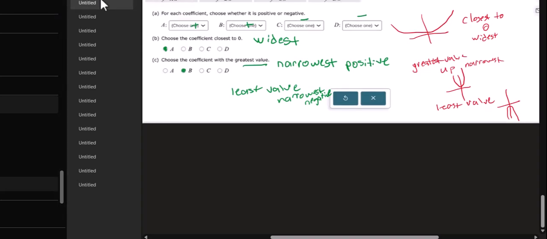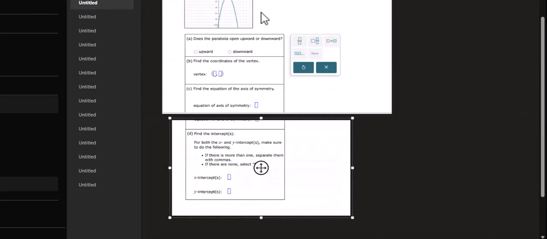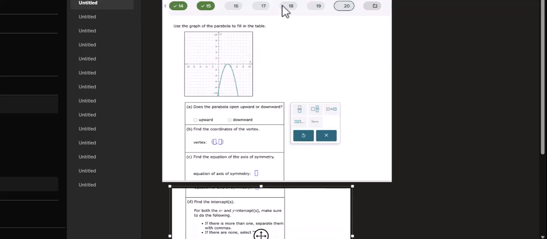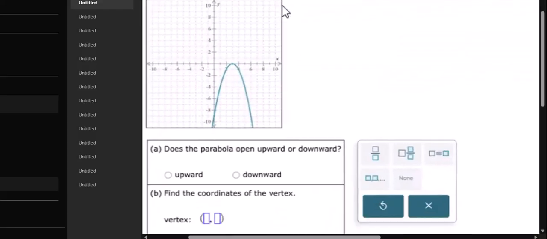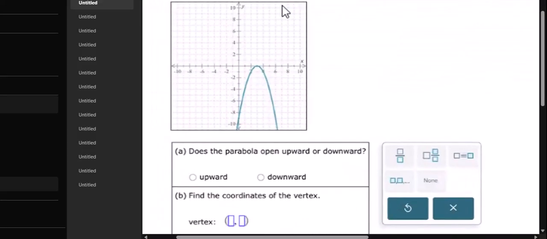Alright, so on to the new ones. Use the graph of the parabola to fill in the table. Does the parabola open upward or downward? Well, that's pretty obvious. That one's downward.